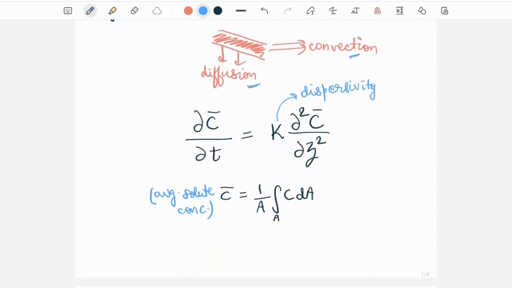This is a formula that Taylor suggested, which relates the variation of the mean concentration with time to the variation of the mean concentration with the length, which is z. And the proportionality constant is the dispersivity, which is K.